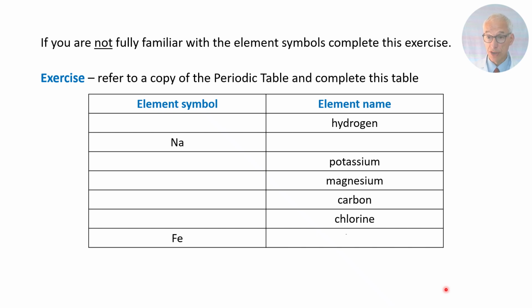Okay, so I'm going to restart. Hydrogen, capital H, Na, on the previous slide, sodium. Potassium, careful, capital K. Magnesium, 2 letters, capital M, lowercase g. Carbon, 1 letter, capital C. Chlorine, 2 letters, capital C, lowercase l. Fe, iron.